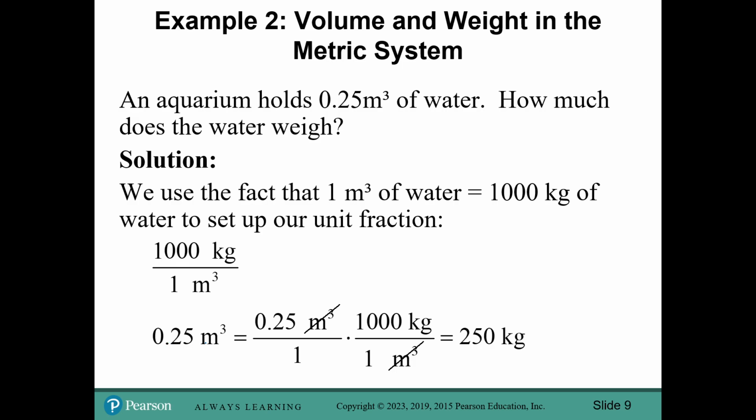So 0.25 meters cubed equals 0.25 meters cubed over 1. That's our initial fraction. And we're going to multiply it by this unit fraction so that I can cancel out, as you already see done, these meters cubed. So 0.25 times 1,000, the meters cancel out, I'm left with kilograms. So we see that 0.25 meters cubed is equivalent, after our conversion here, to 250 kilograms. So 0.25 meters cubed of water weighs 250 kilograms.